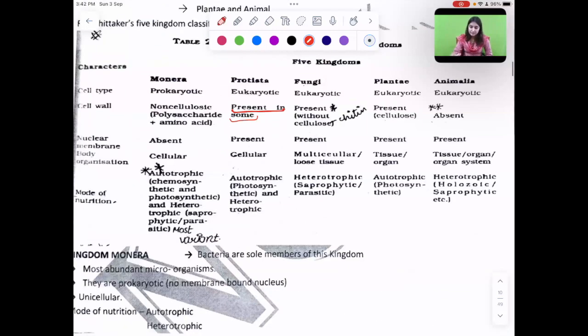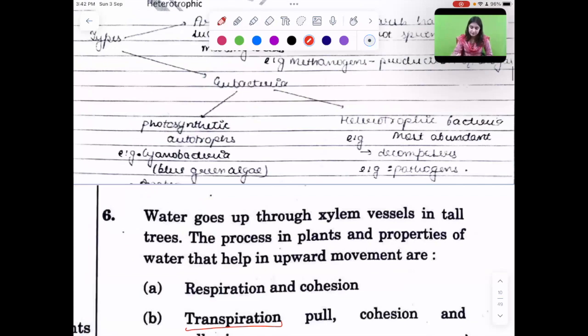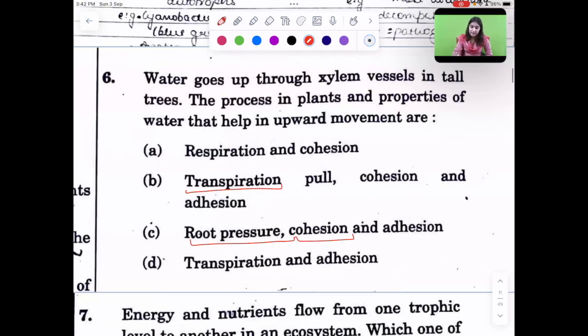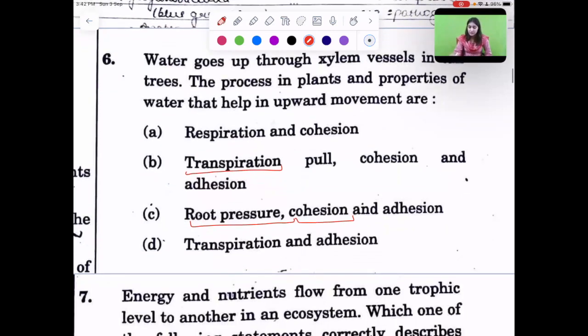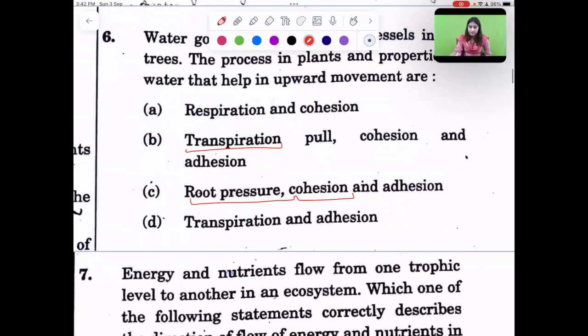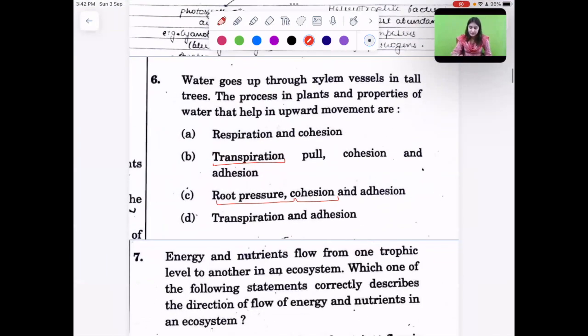Next, water goes up through xylem vessels in tall trees. The process in which plants and properties of water that help in upward movement are. See, there are three properties mainly which are responsible: transpiration, root pressure, and cohesion. So this question is very ambiguous. We have to wait for the official answer key to know its answer. Otherwise, this question is ambiguous. Okay, we can't go for one correct option.